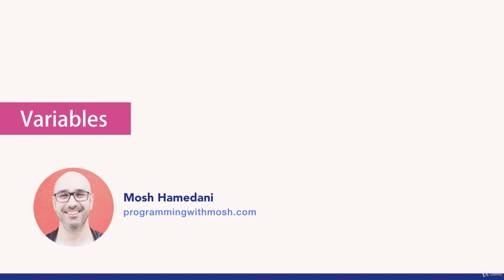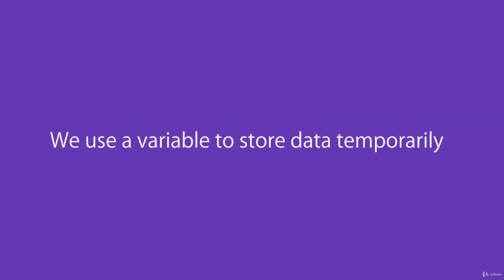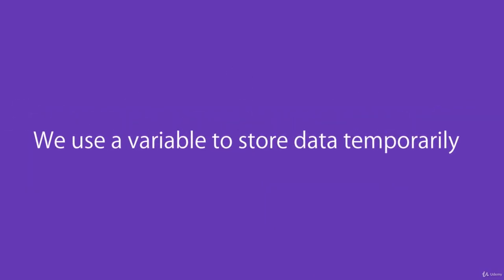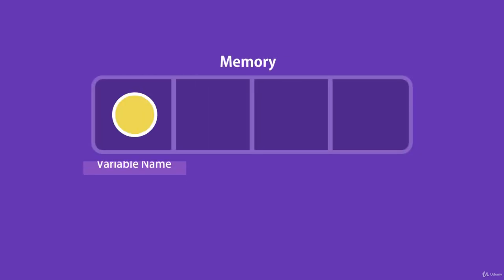Let's start this section with a discussion of variables, which are one of the most fundamental concepts in JavaScript and any other programming language. In programming, we use a variable to store data temporarily in a computer's memory. So we store our data somewhere and give that memory location a name. And with this name, we can read the data at the given location in the future.